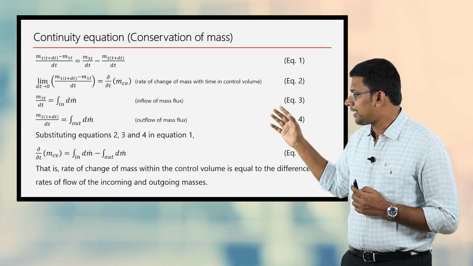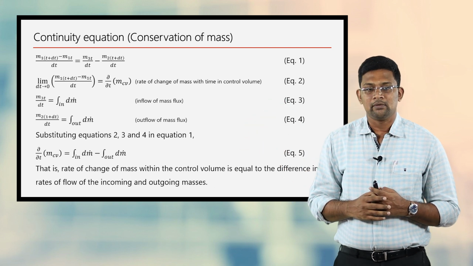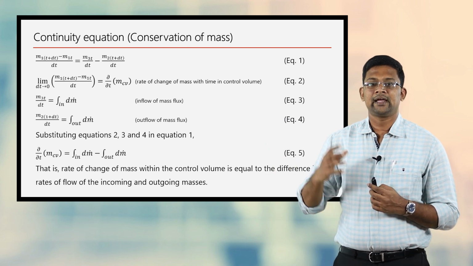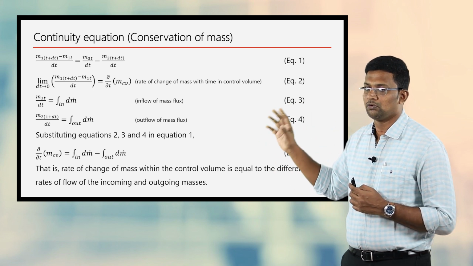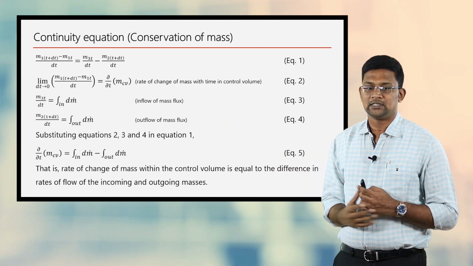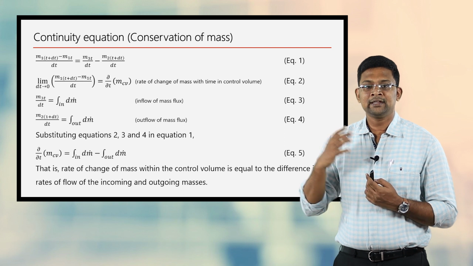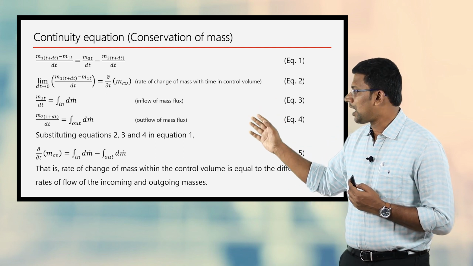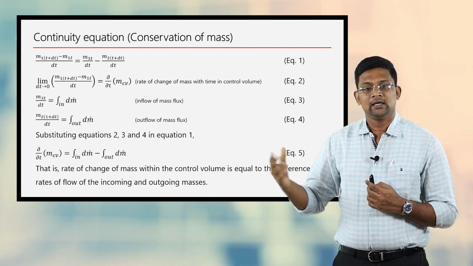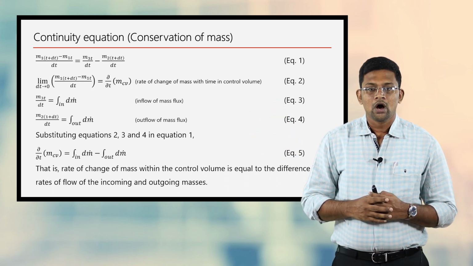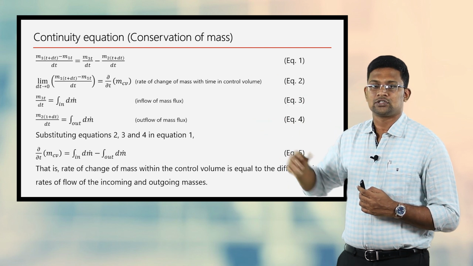So that is how you can read expression number 5, because the first term, dou by dou t of mCv, that is the rate of change of mass within the control volume, which was represented by the region 1, is equal to the difference in rates of flow of the incoming, that is integral in dm dot, and the outgoing, that is integral out dm dot. Okay, so this is again our equation number 5.